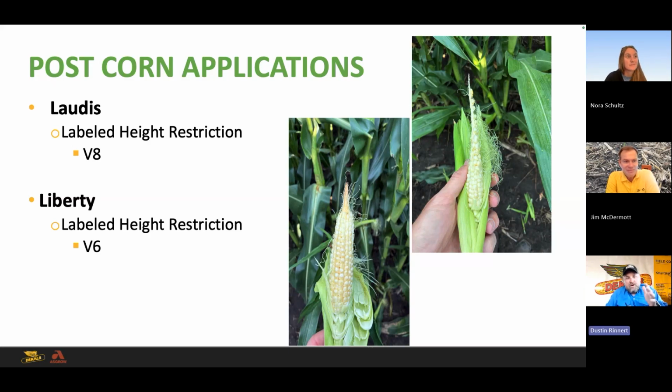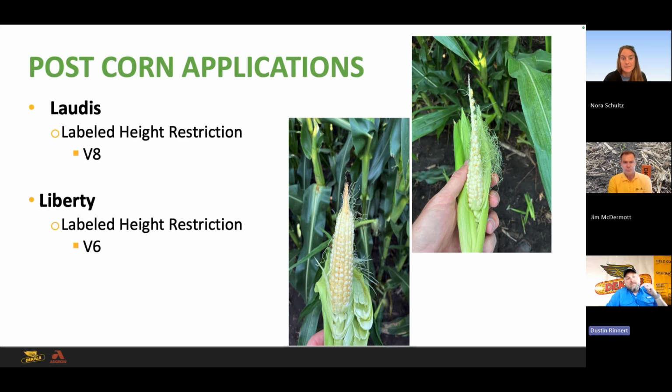And then the next one I do want to call out: obviously, we've thrown in a lot of group 27s, Lotus, mostly all the HPPD products. We're at a V8 height restriction on that. Liberty, we're bumping up against it. I threw some pictures in here because we are spraying more and more Liberty in corn, and we have to watch out for those late applications of Liberty. It has a V6 label.